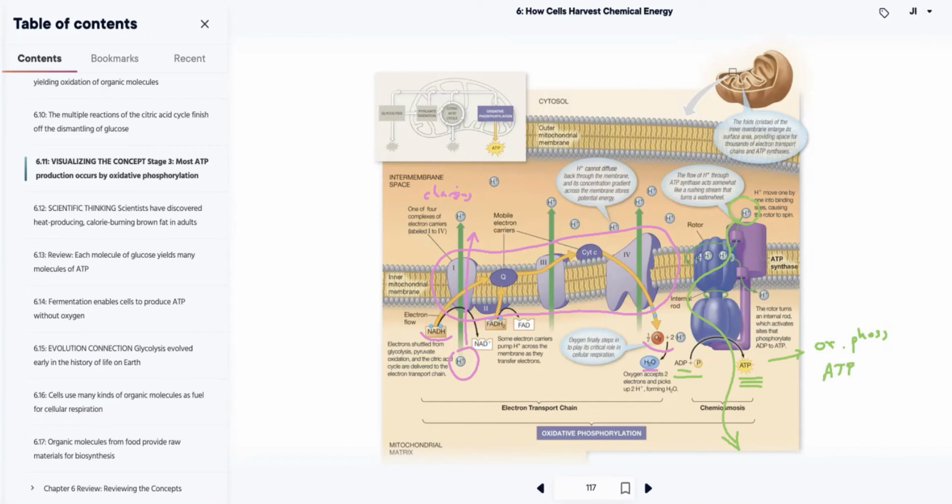Okay, now this, I was a little bit hesitant to do this, but I decided that this is actually a really nice exercise for us, which is to consider what's going on in the case of brown fat.